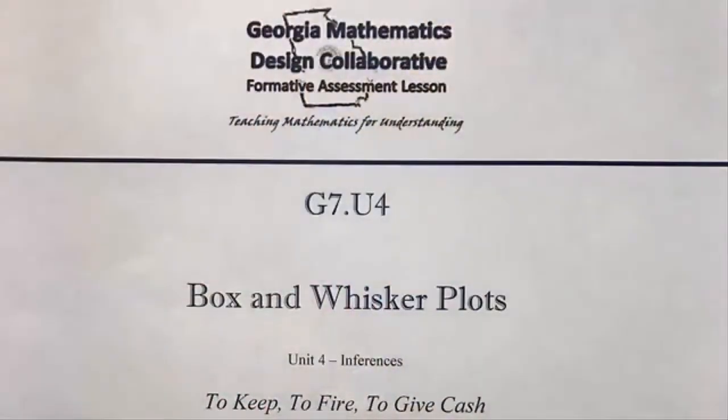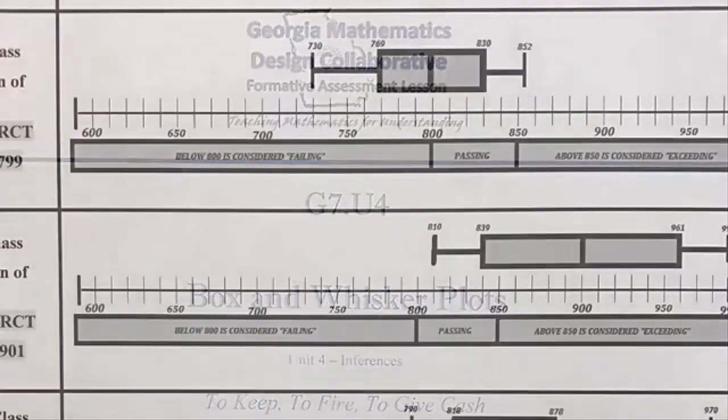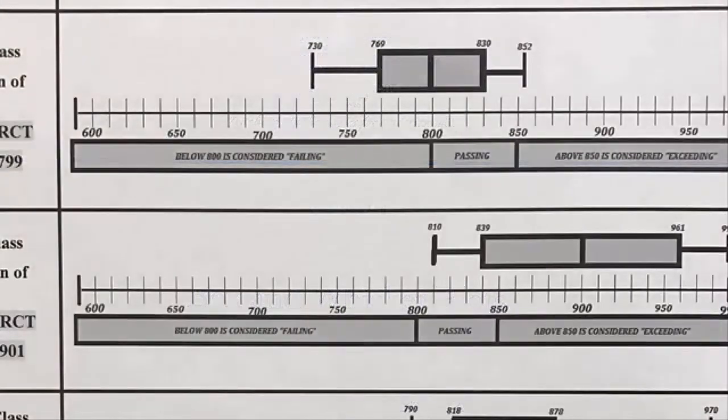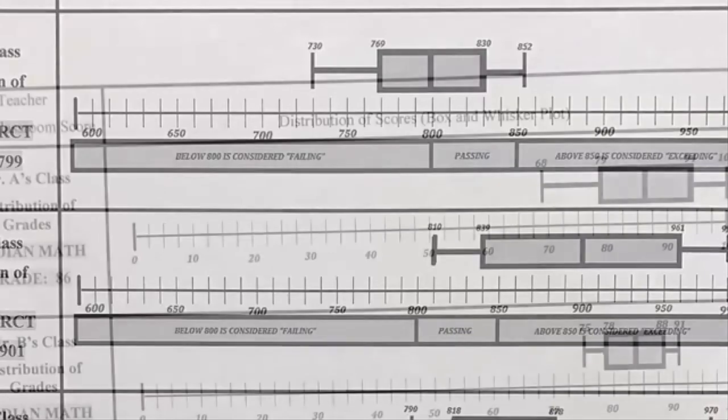This lesson provides students with the opportunity to informally assess the degree of visual overlap of 2 numerical data distributions with similar variabilities, and could provide students with the opportunity in measuring the differences between the medians by expressing it as a multiple of the interquartile range as stated in the standard.